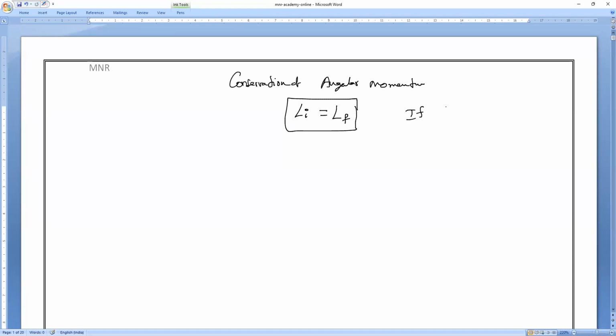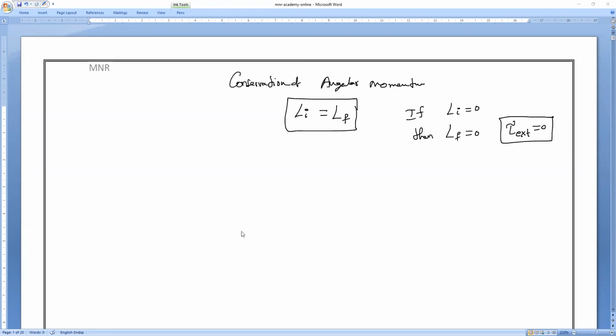If, for example, the initial angular momentum is 0, then the final angular momentum also becomes 0 when tau external becomes 0. That is what we have studied up to last class. I hope you are all familiar. If not, please kindly watch it and make yourself familiar.